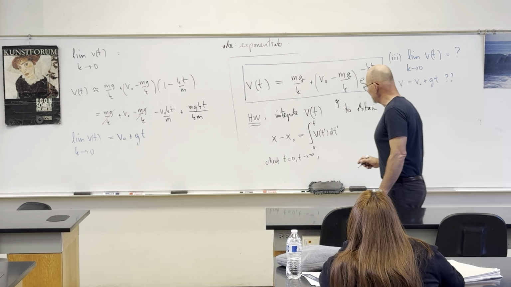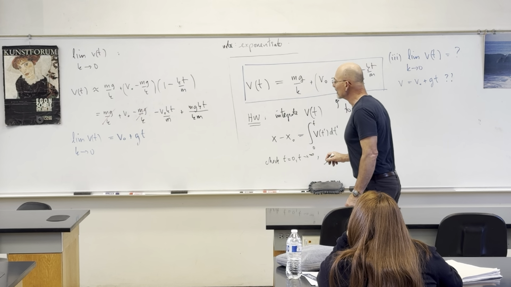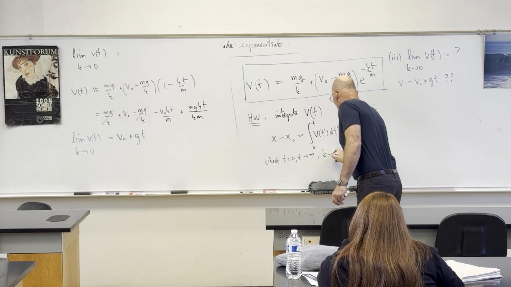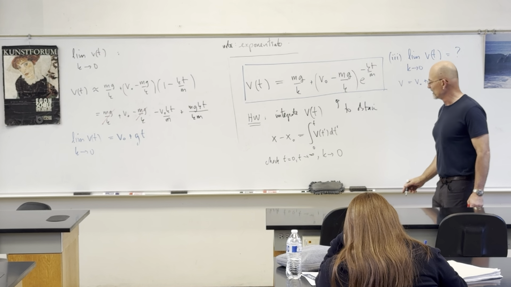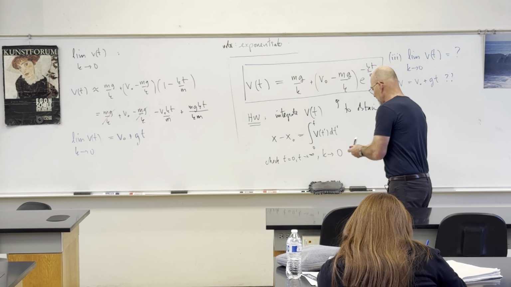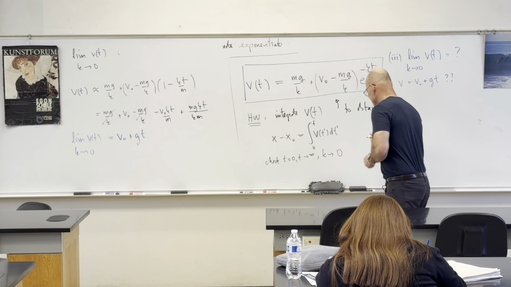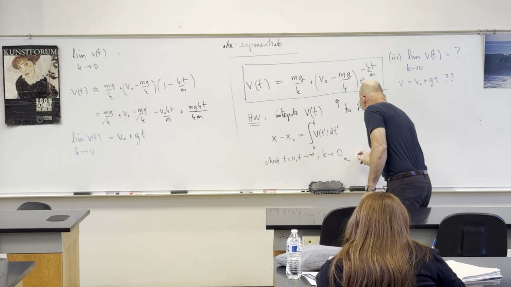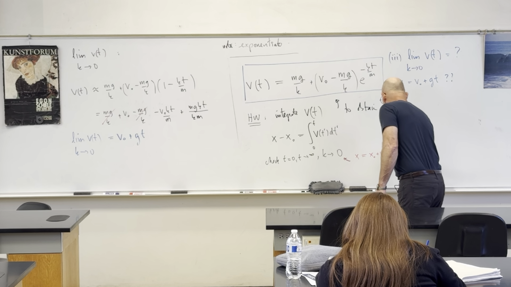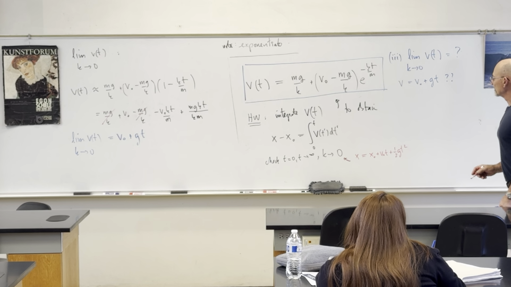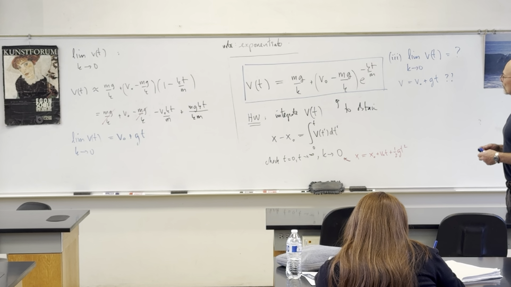T goes to infinity. You know what? I'm just going to put here k goes to 0 as well. But we have expectations on these. K goes to 0, it's got to be the free fall result. So this one I'll point out, we should end up with x equals x naught plus v naught t plus 1/2 gt squared. So we know what to expect, and that's how we can check whether our work was correct or not. Okay.